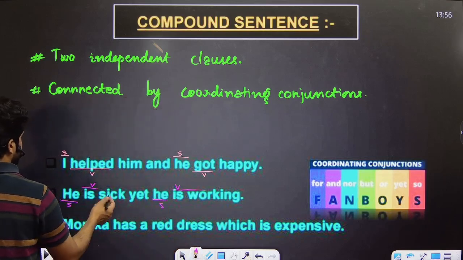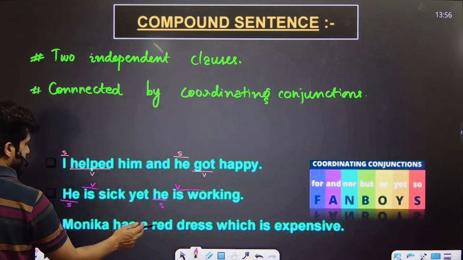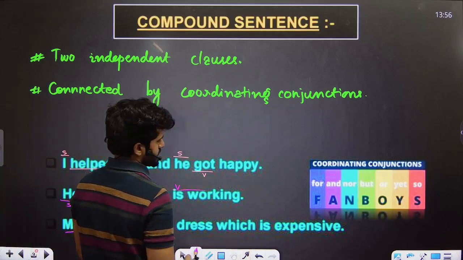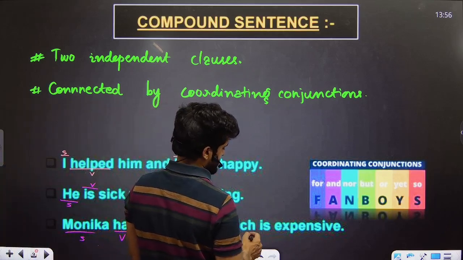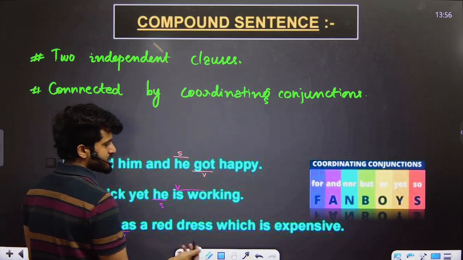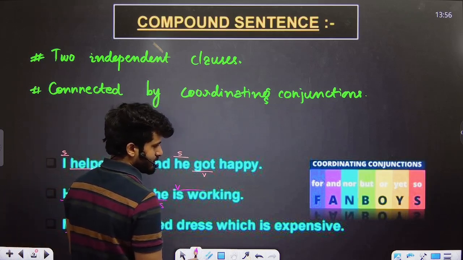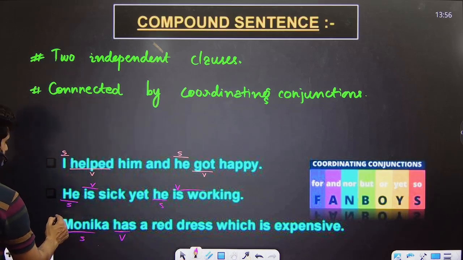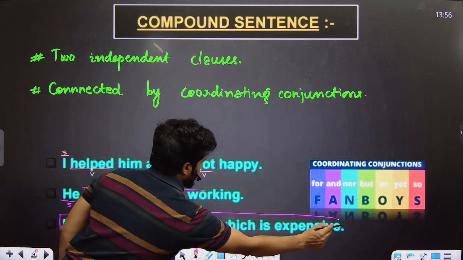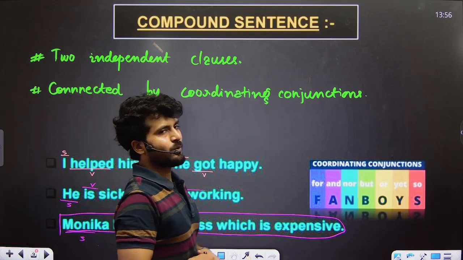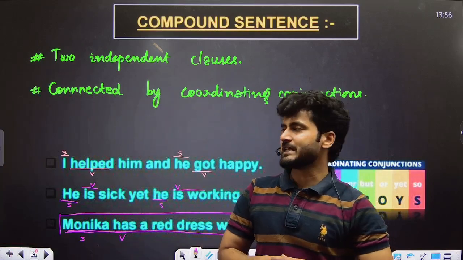Monica has a red sari, Monica is the subject, has is the verb, which is expensive. The dress is expensive. Okay, it is giving information, which is expensive. No, this one is not the correct form. This will not come inside the compound sentence. Why will it not be considered a compound sentence?